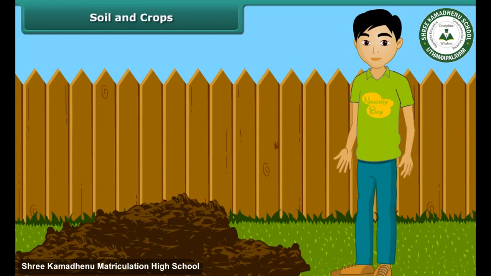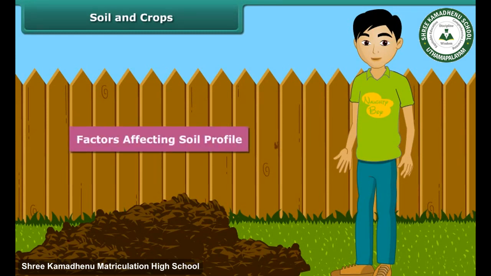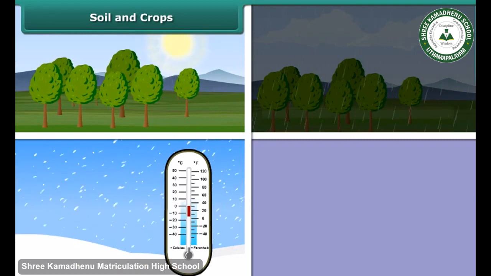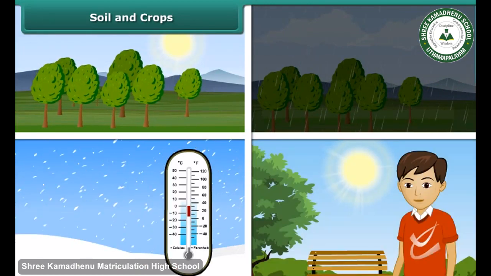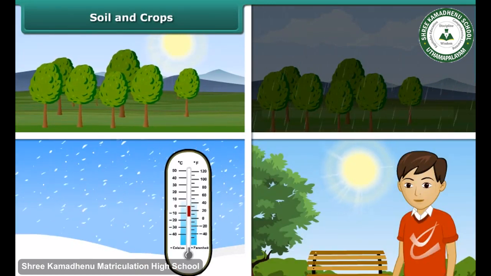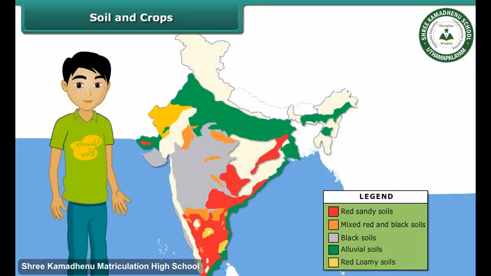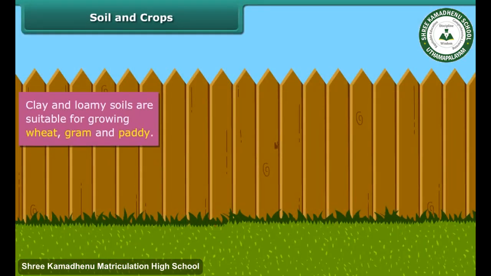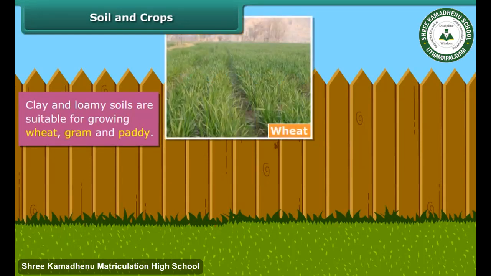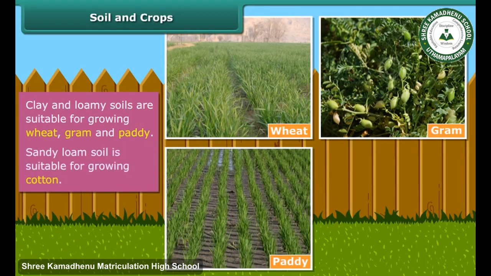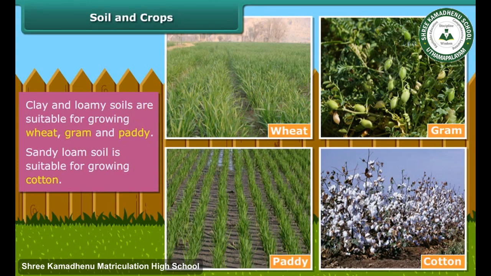Soil and crops. Soil profile is affected by wind, rainfall, temperature, light and humidity. These factors determine the type of vegetation grown in that region. India is a vast country. Different types of soils are found here. Let's see type of vegetation grown on these soils. Clay and loamy soils are good at retaining water, so they are suitable for growing wheat, gram, and paddy. Cotton is grown in sandy loam soil, which can drain water easily and can hold plenty of air.